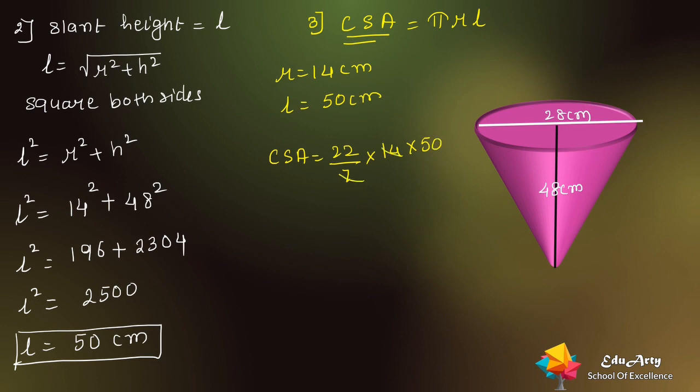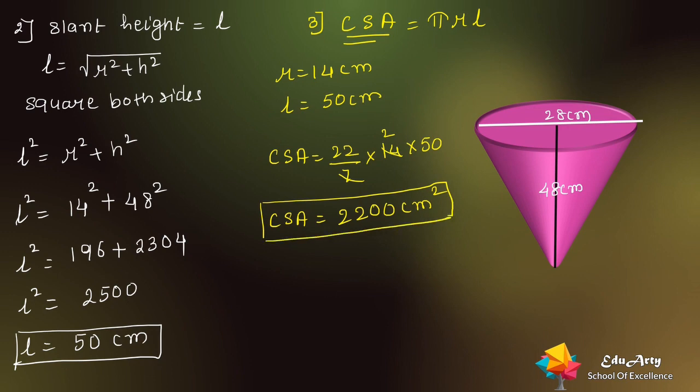7 times 2 will give you 14. So your CSA, that is going to give you this will be 10, so it will be 100, and this will be 2200 centimeter square. This is how you find out the answer to all the questions there. Correct? I hope you guys are understanding this.